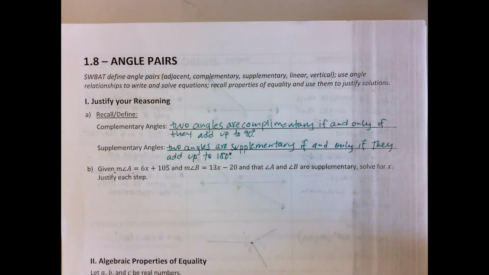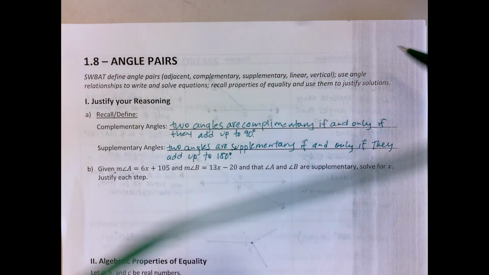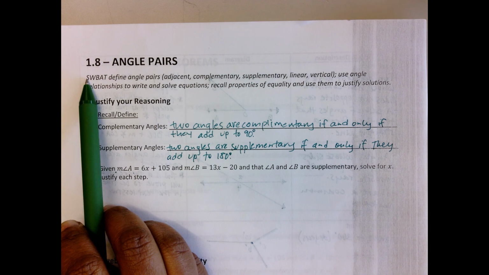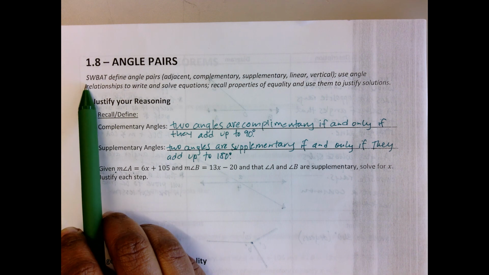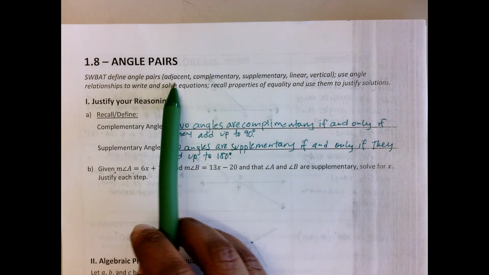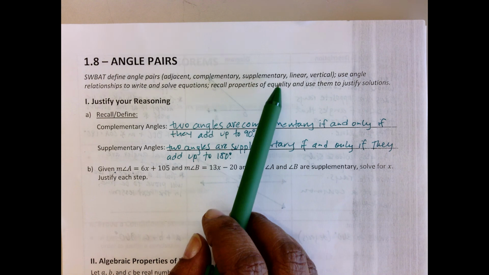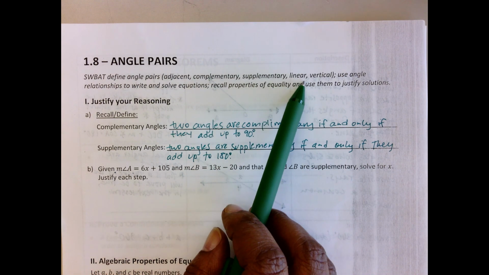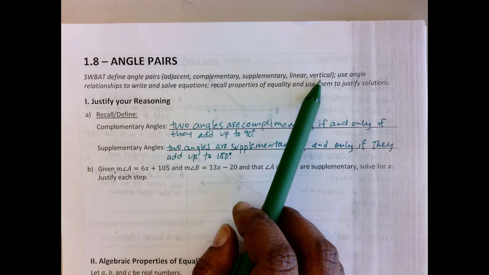Hey guys, so today we're going to be talking about lesson 1.8, angle pairs. Today's lesson will allow you to be able to define angle pairs: adjacent angles, complementary angles, supplementary angles, linear angles, and vertical angles.